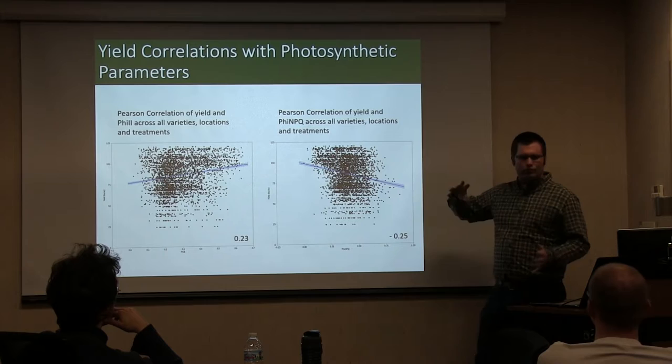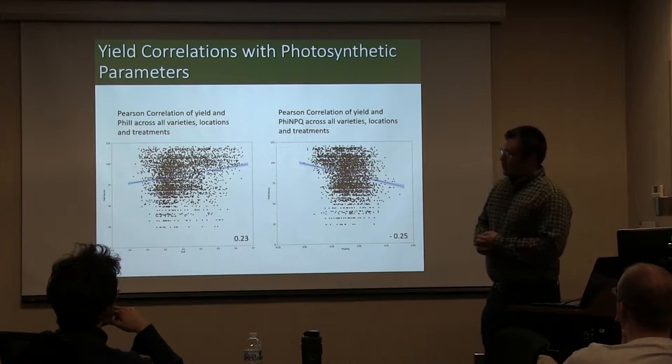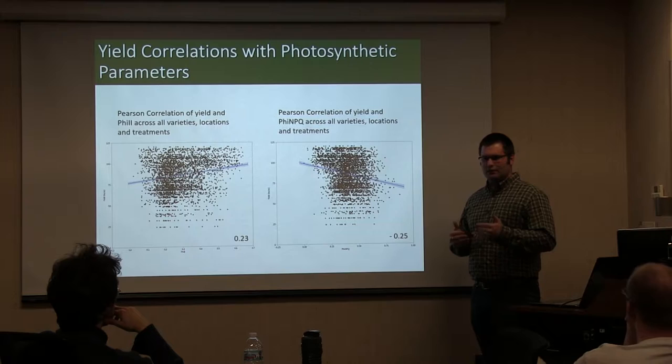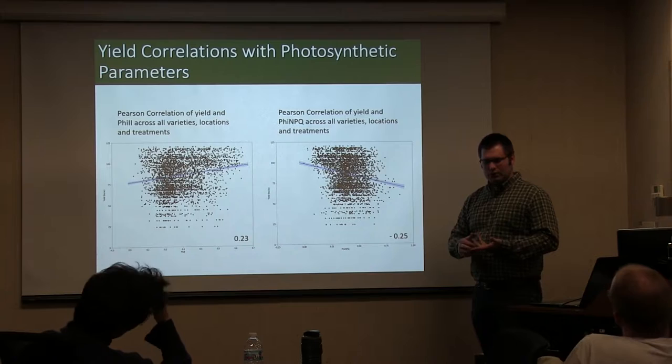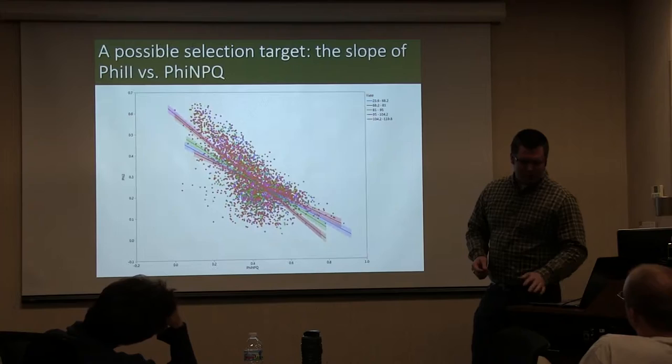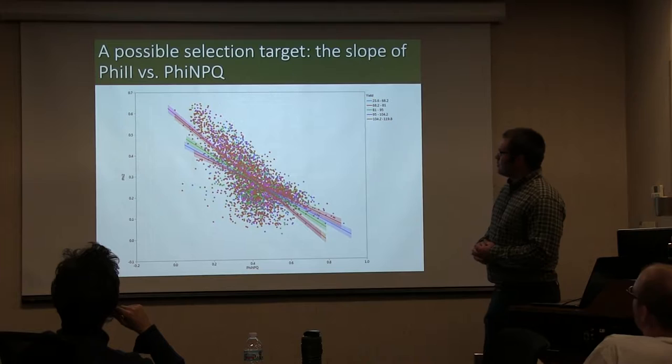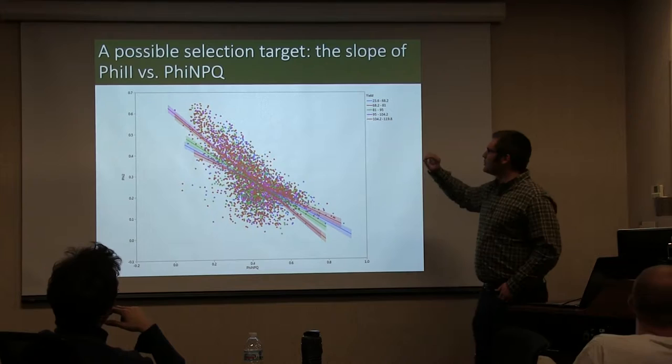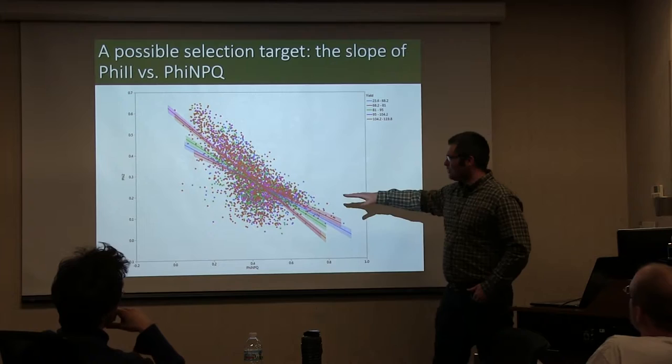So what I really wanted to do at this point is to try to figure out a way that we could visualize both the relationship between Phi2, Phi NPQ, and yield. And there's really a simple way to do it. You simply plot Phi2 by Phi NPQ, and you can then overlay this plot with your yield data. And as you can see, as the yield increases, generally you get a steeper slope.